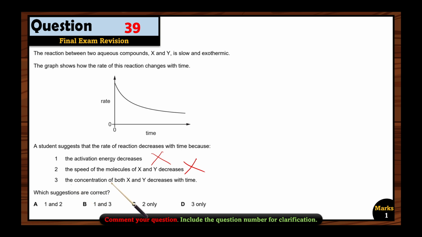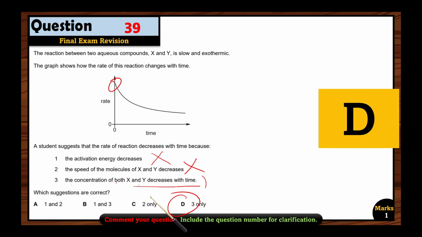The concentration of both X and Y decreases with time. Yes, that's right. The concentration of the particles slowly decreases towards the end of the reaction. Because in the start we have more number of particles, the reaction will be faster, but slowly all these particles are consumed to make a product. Now we will have fewer particles left in the reactant. That's why with time the reaction becomes slower. That's why option D is the only right option.